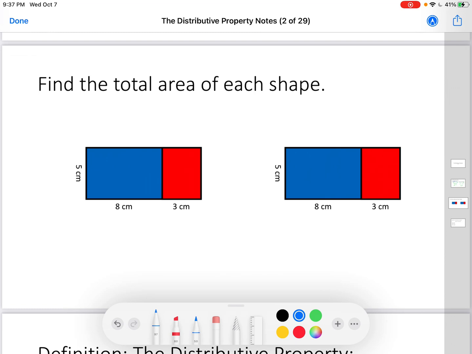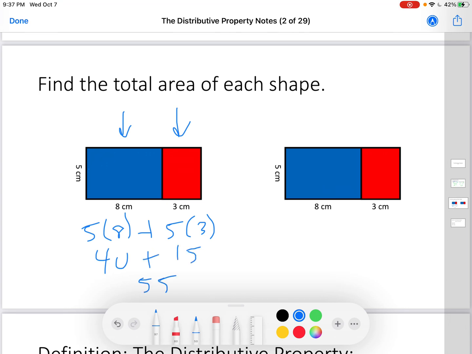Find the total area of each shape. Well, I could find the area of this shape and then find the area of this shape and then add them up and get the answer for the total area. So let's do that. That would be 5 times 8 plus 5 times 3. This is 5 times 8, length times width. 5 times 8 is 40. 5 times 3 is 15. 40 plus 15 is 55 square centimeters.